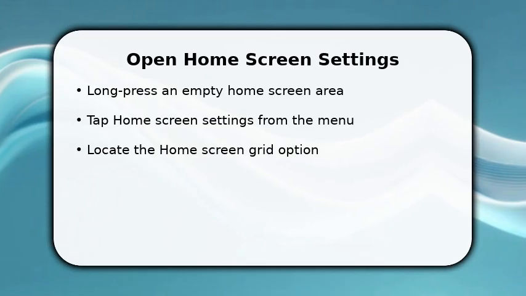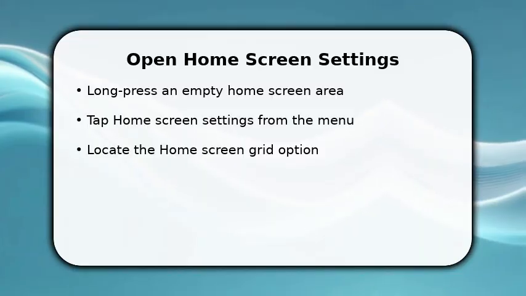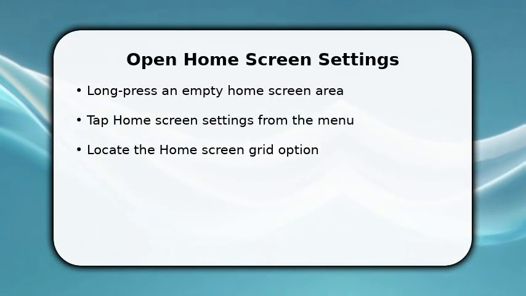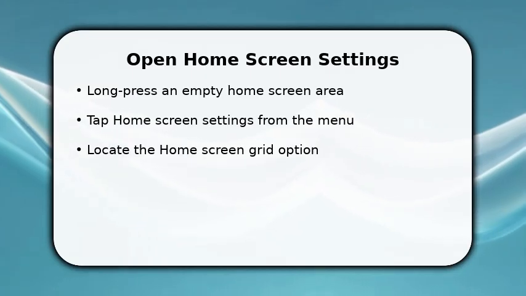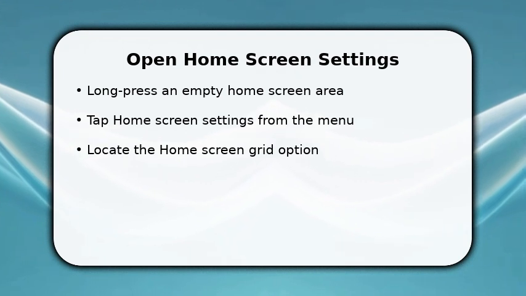Once inside, find and tap Home Screen Grid. That's the control that changes how many apps fit on each page. You're doing this to fit more icons or create more breathing room. Choose deliberately because grid size affects icon spacing and folder layouts immediately.